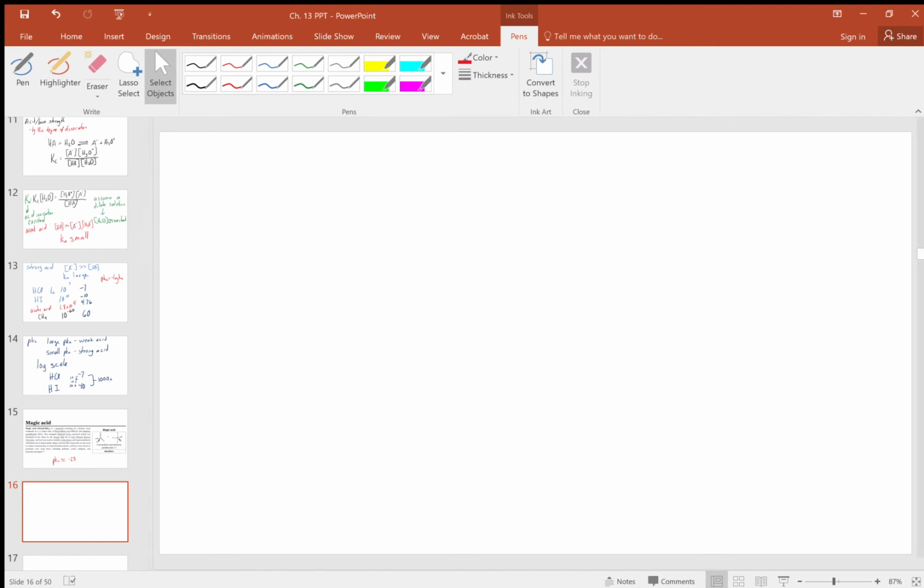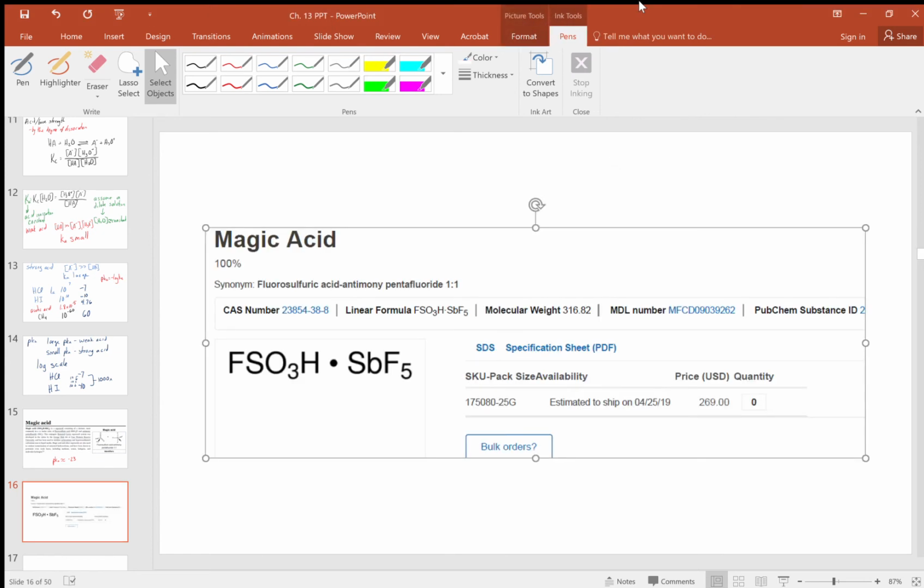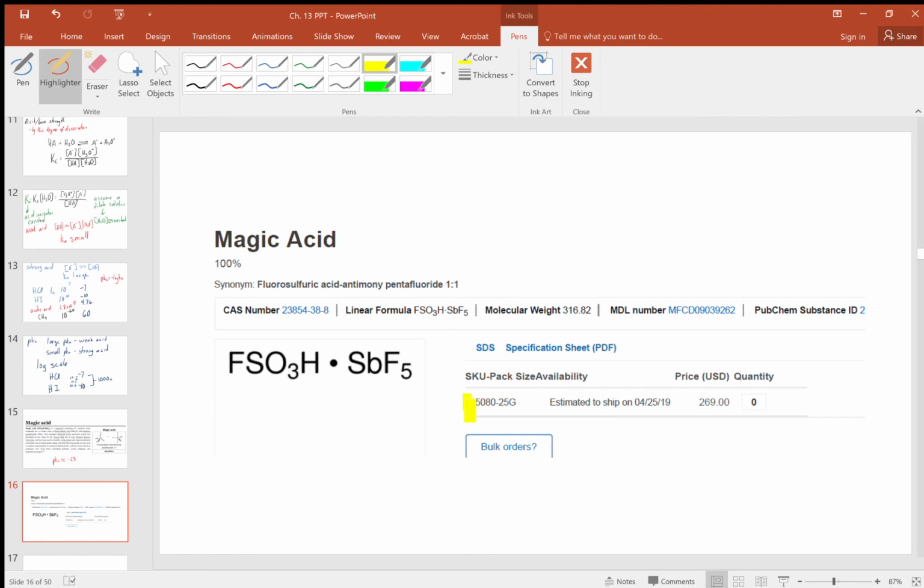Biggest negative, though, with magic acid is the following. It's expensive. A 25-gram bottle runs somewhere around $270. So not something we use all that often.